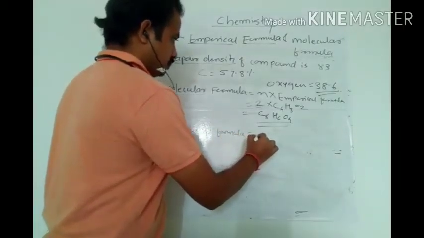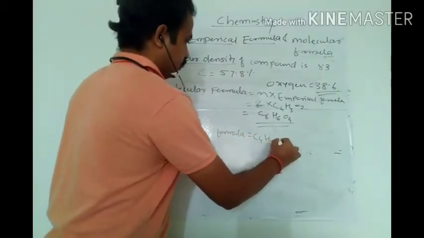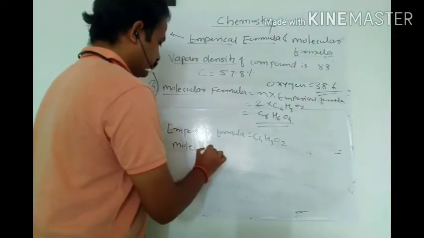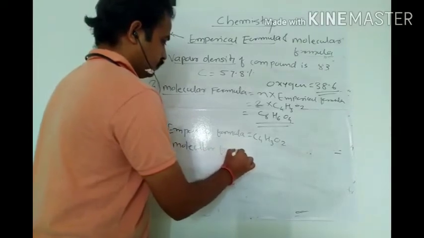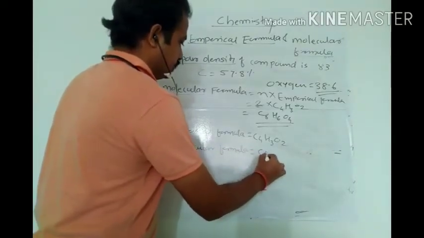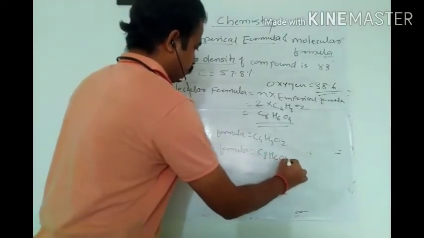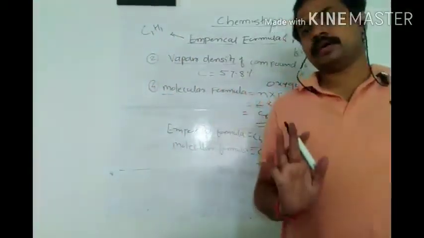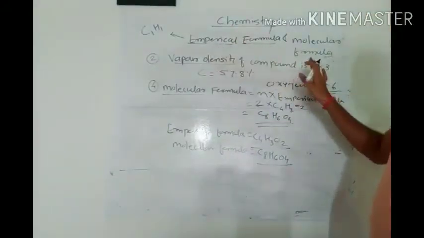So I can write collectively the empirical formula equal to C4H3O2, and the molecular formula equal to C8H6O4. So these are nothing but your two answers. In this way you can write down these two formulas, which is most important.